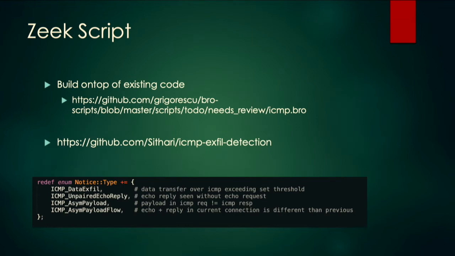Some other events it logs are when a reply is seen without a request, when the reply payload is not equal to the request payload, which the protocol says it should be. And then when you have an echo and a reply, but the next subsequent echo and reply is not equal to the previous one, which means that someone's iterating over a file trying to send it across.